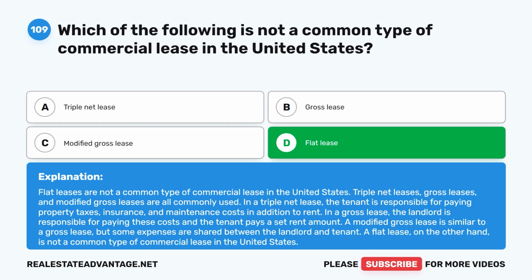In a triple net lease, the tenant is responsible for paying property taxes, insurance, and maintenance costs, in addition to rent. In a gross lease, the landlord is responsible for paying these costs, and the tenant pays a set rent amount. A modified gross lease is similar to a gross lease, but some expenses are shared between the landlord and tenant. A flat lease, on the other hand, is not a common type of commercial lease in the United States.